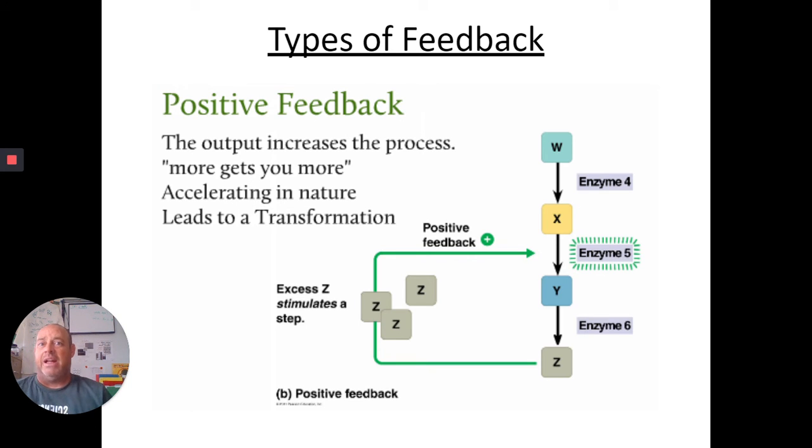Another example is transformation. Right here on the slide, transformation is like tadpoles turning into frogs and caterpillars into butterflies and things like that. Once that process starts, it's a positive feedback loop where it's not going to stop halfway or go in reverse. It's going to go all the way, and it's going to carry out that transformation. Okay, so hopefully those loops make sense. We're going to talk about feedback loops a lot throughout the year. They're going to make appearances in different topics.